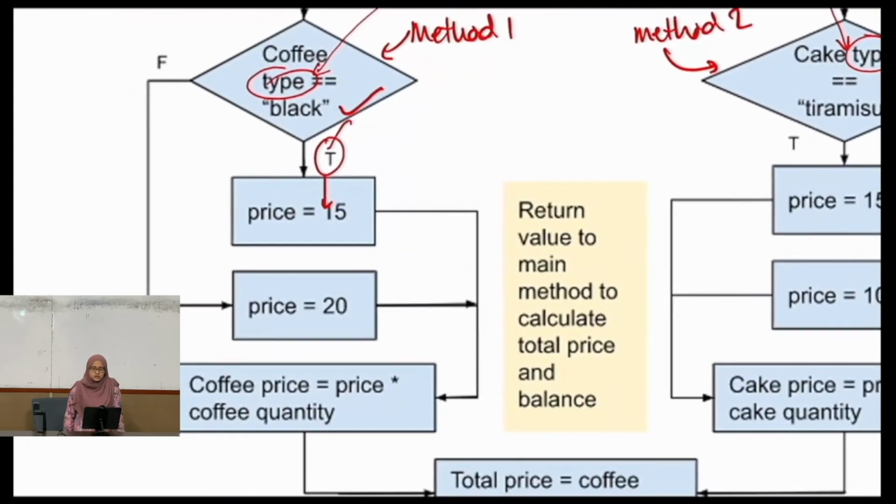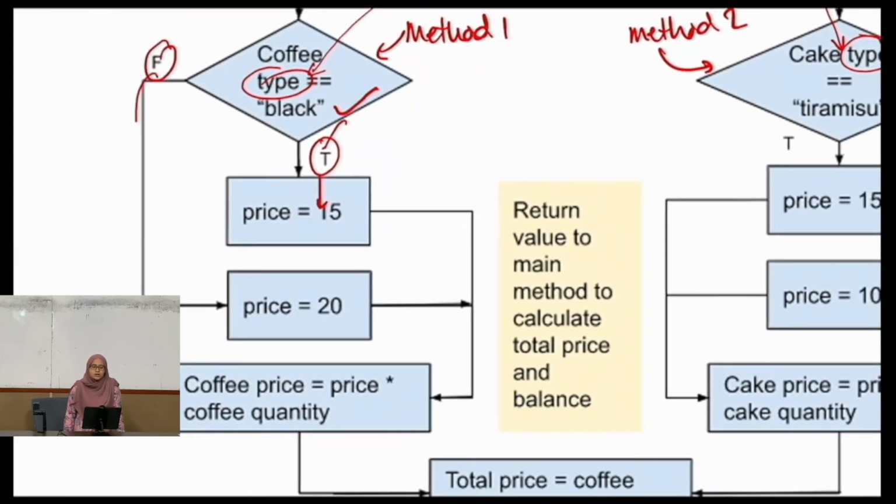This is just a suggestion. You can have another value in your group, or you can have a lot of coffee types in your group, in order to make variation in the price, right? After that, once you set the price of the coffee, we will have to calculate the price of the coffee based on the quantity.